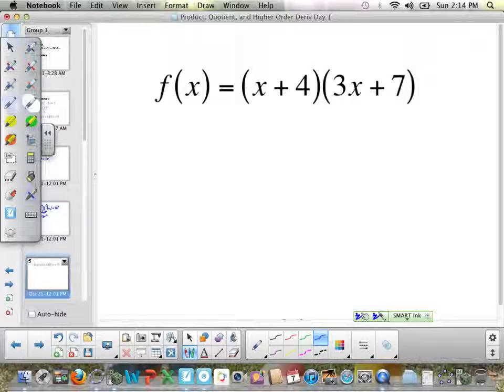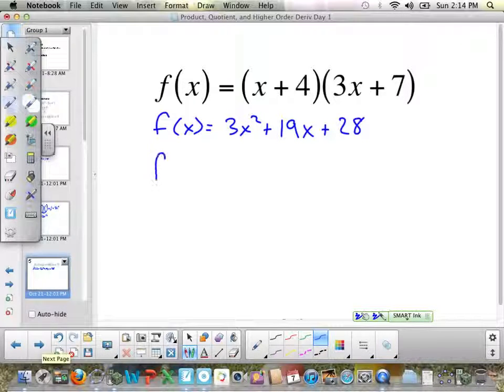Number 3, f of x equals x plus 4 times 3x plus 7. Well, first we need to FOIL that out. We'll go first 3x squared, outside 7x, inside 12x. 12x and 7x is 19x. And then last, 4 times 7 is 28. And now we can use the same rule we've used on the last two problems. We'll get 6x plus 19.